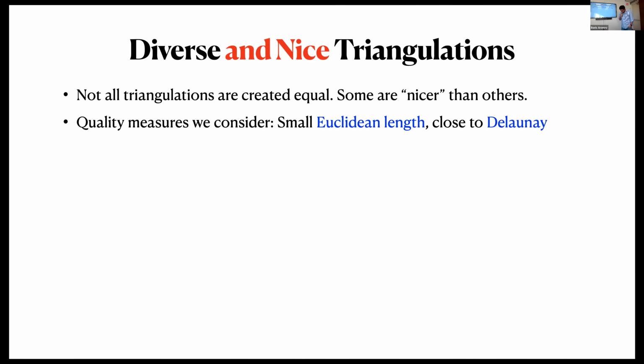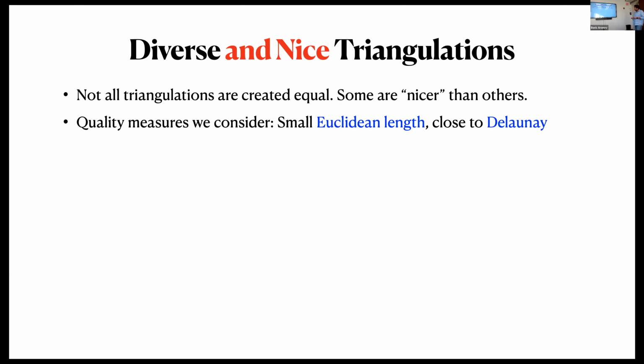A stronger, slightly more complicated problem we study is diverse and nice triangulations. Previously you're allowed to output any triangulation of the polygon, right? But some triangulations are nicer than others. It's well known that for many applications, you prefer certain types of triangulations over others. For example, you may want to consider the Euclidean length of your triangulation, meaning the sum of all the diagonals in your triangulation. You don't want it to be too much. Or what is very popular are also these Delaunay triangulations, which maximize the smallest angle in a triangulation.